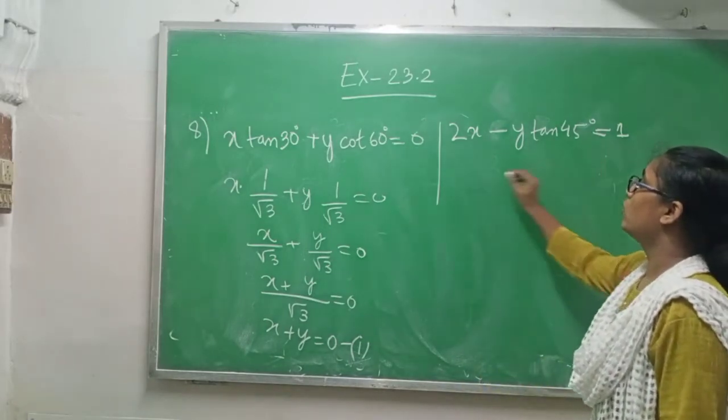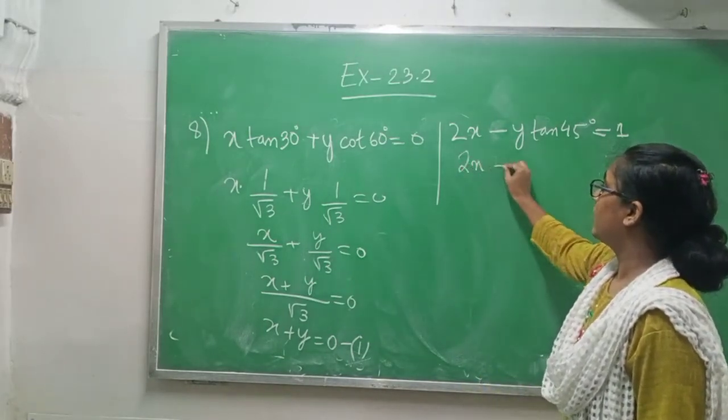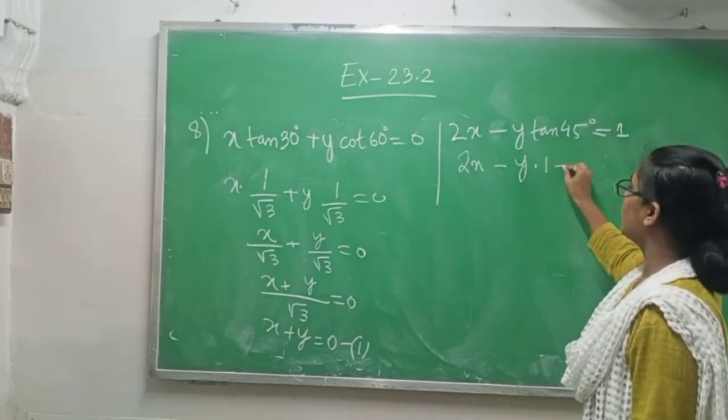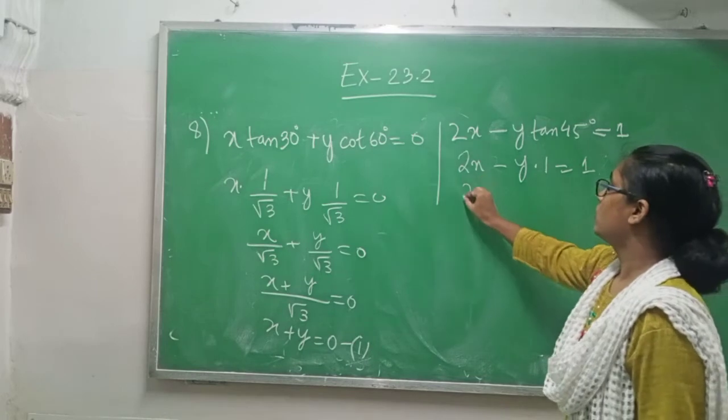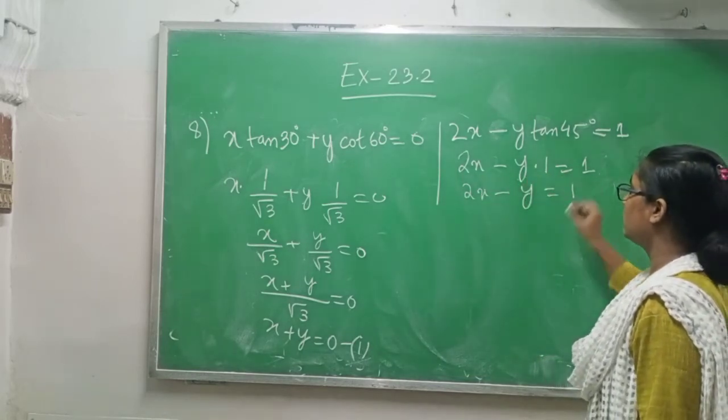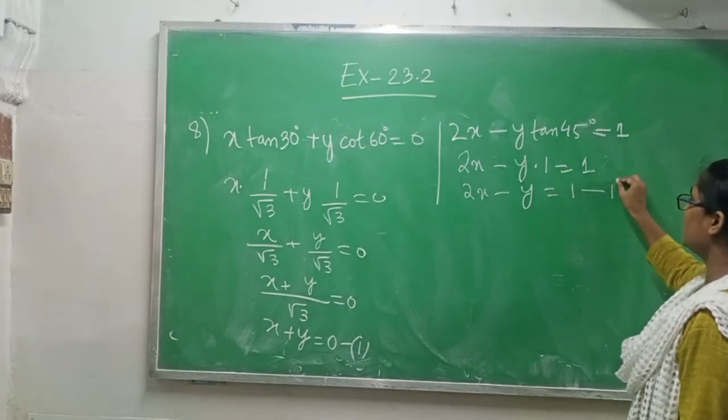Now equation 2, how you will get the same thing. You will write 2x minus y tan 45 degree, whose value is 1, equals 1. So 2x minus y into 1, y equals 1. Okay, so this is equation 2.